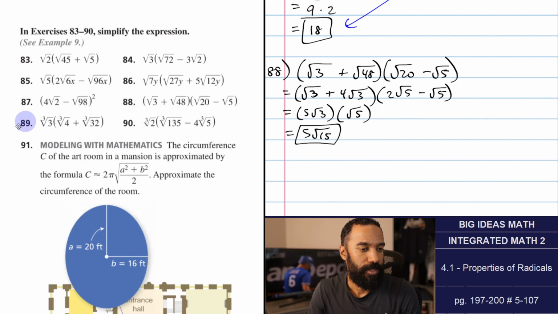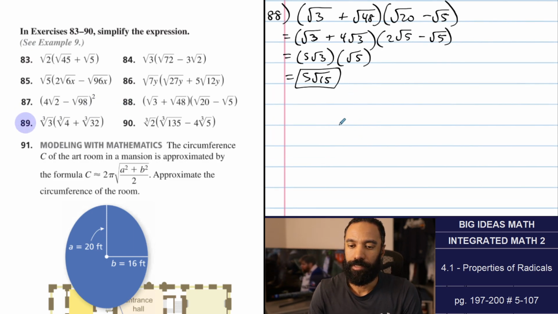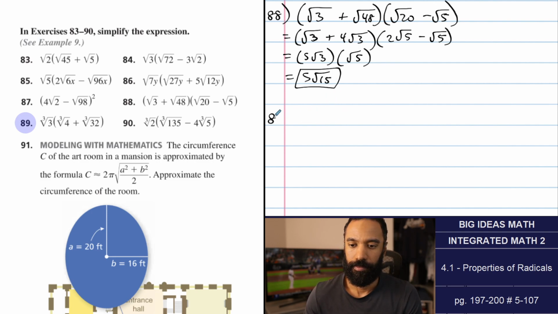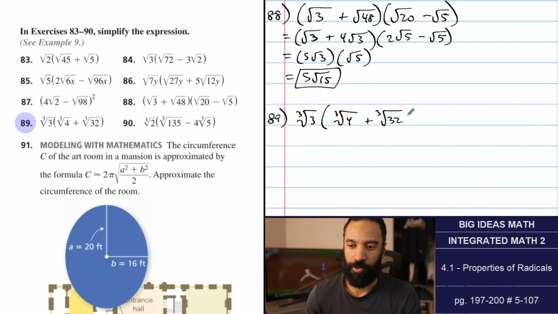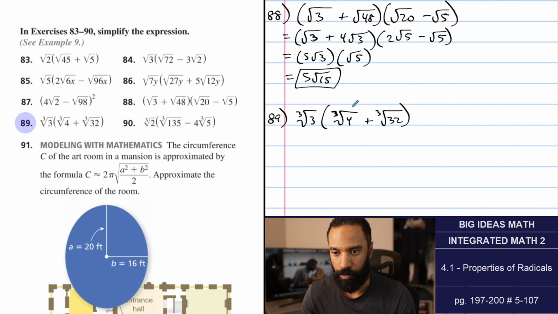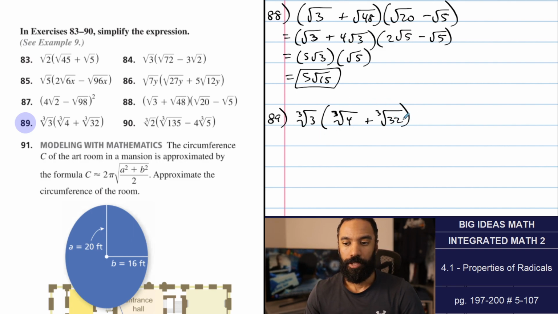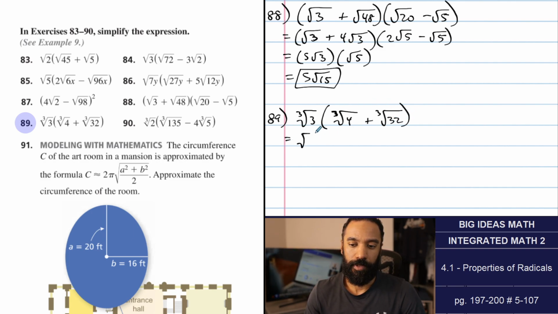2 more, they have cube roots. Number 89. We have the cube root of 3 times the cube root of 4 plus cube root of 32. If it's like any other problem, these should combine if I get the right recipe out. Largest perfect cube in here is 8. So 8 times 4, right? So this will become cube root of 3 times cube root of 4 plus cube root of 8 times cube root of 4. That's 2 times the cube root of 4.